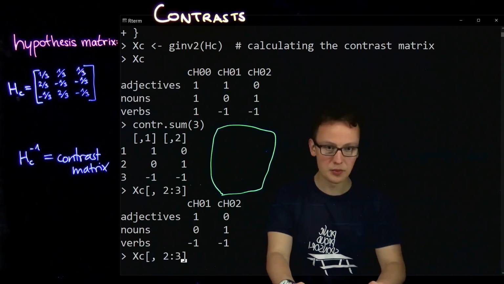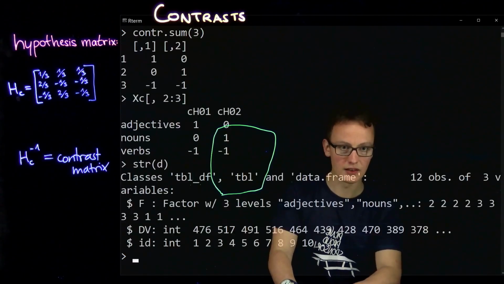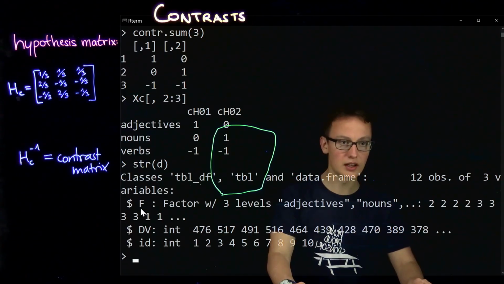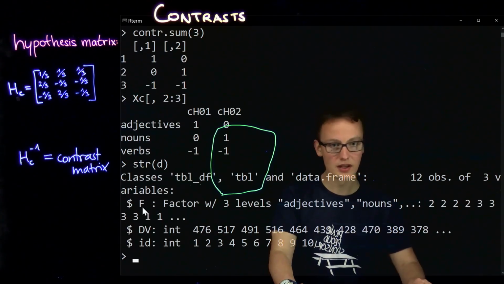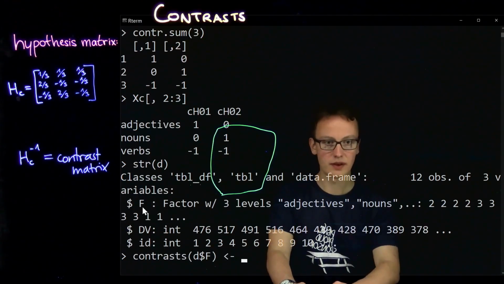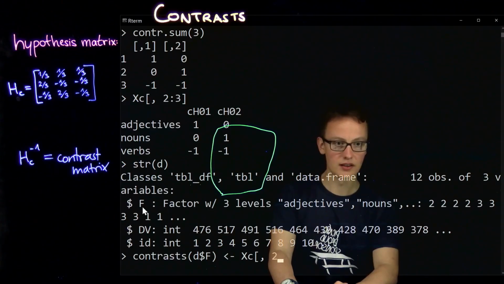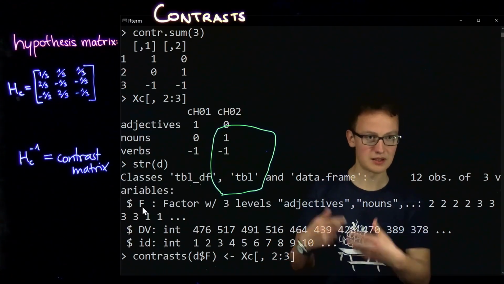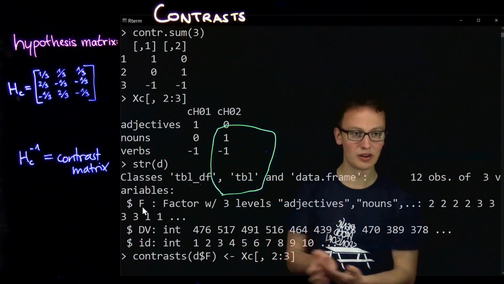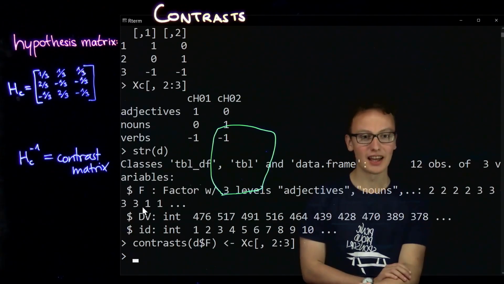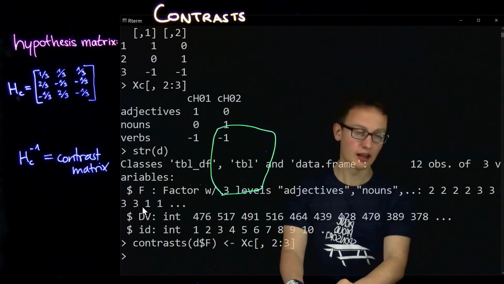And I could use this output now. Recall that we still have our data loaded here, the data in the data frame D. And this is my factor of interest, this predictor with 3 levels. I could now do contrasts of this predictor, and I could define them precisely as the second 2 columns of my manually computed contrast matrix, basically assigning it our own custom-generated sum contrasts. And once I do this, I can fit a model as usual.